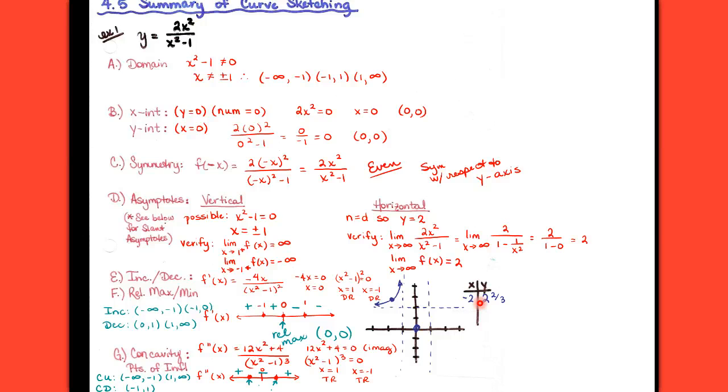For my middle piece, let's think about what I know for the piece between -1 and +1. I know that it's increasing from -1 to 0, and decreasing from 0 to 1. I know that I have a relative maximum where it changes from increasing to decreasing, and that maximum is at 0, 0. So I've got to come up to 0, and then I've got to go back down as I go away from it.